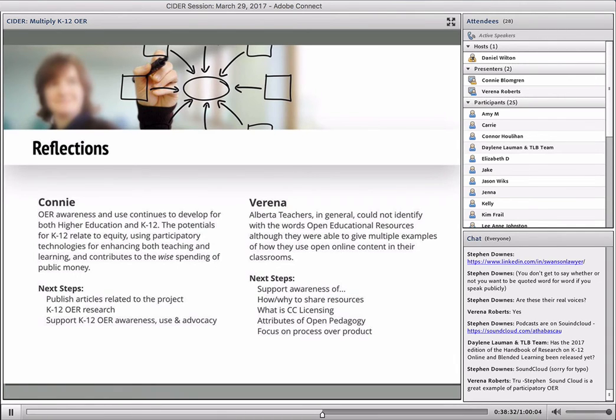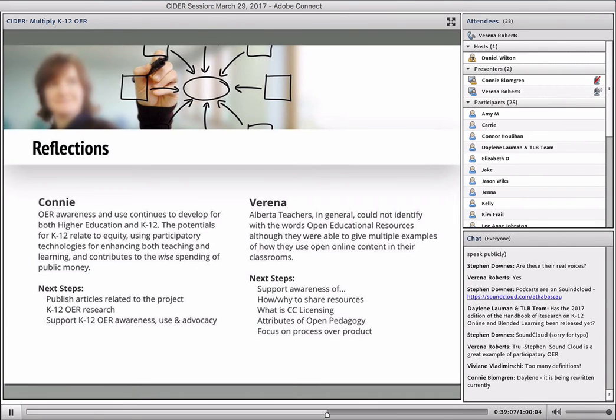For me, I was fascinated with the idea that OER is a concept where the words are almost creating a barrier or a challenge in some ways, because it's something that is being done, it's resources that are being used, but the words confused people. And so that taught me a lot about my next steps as a researcher and in my own position within a district. I'm thinking about how and why to share these resources, and we're working on plans within our district right now to support digital resources in a wide variety of ways. Talking about CC licensing is quite a hot topic, especially in our district.